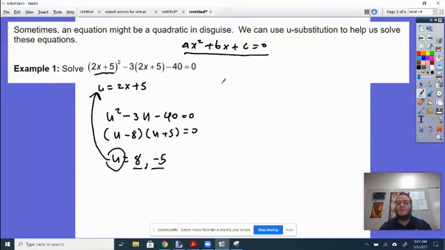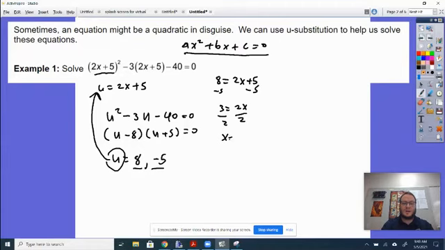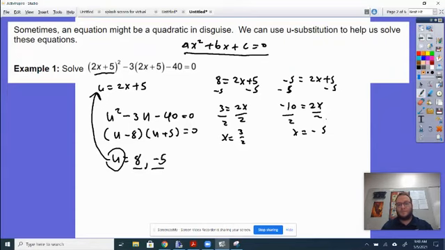But that's fine. So I'm going to take that 8 and plug it back in for u. So 8 is equal to 2x plus 5. Minus 5, minus 5. 3 is equal to 2x. Divide by 2, divide by 2. So x is 3 halves. And then same thing with negative 5. Negative 5 is equal to 2x plus 5. Minus 5, minus 5. We're going to get negative 10 is equal to 2x. Divide by 2, divide by 2. So x is also equal to negative 5.